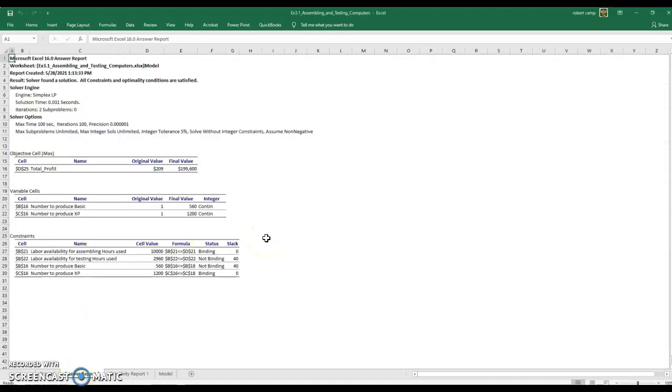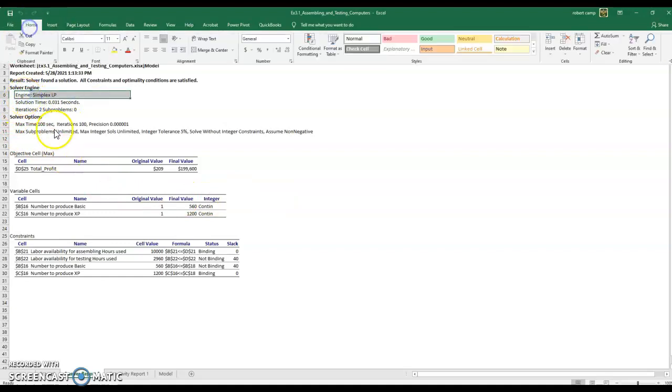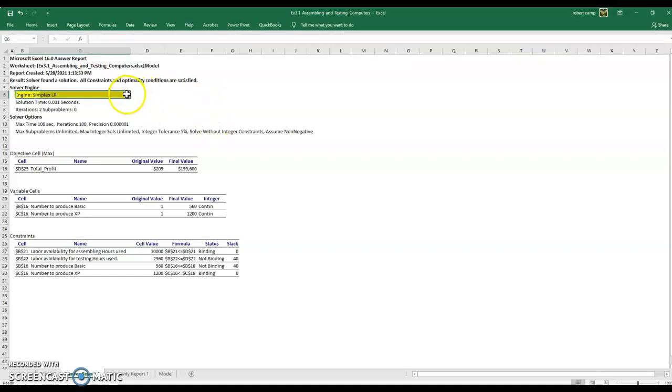Okay, so from there, let's take a look at these reports and see what's going on. Let's start out with the answer report. Okay, and so, a couple things. The engine, Simplex LP. Really, the simplex method guarantees the best answer, is really what it comes down to.